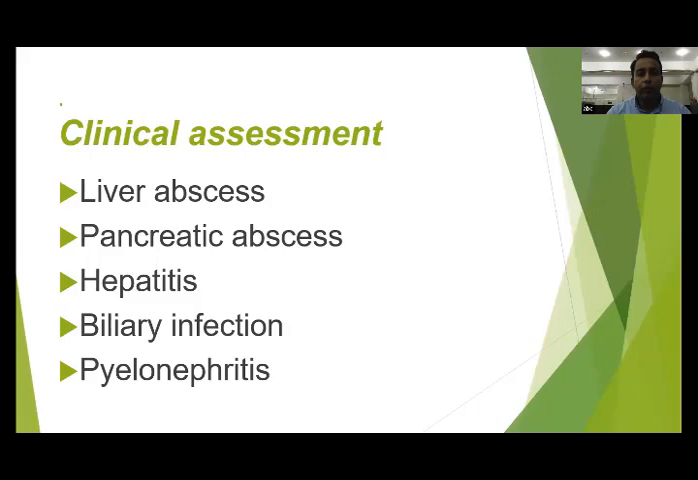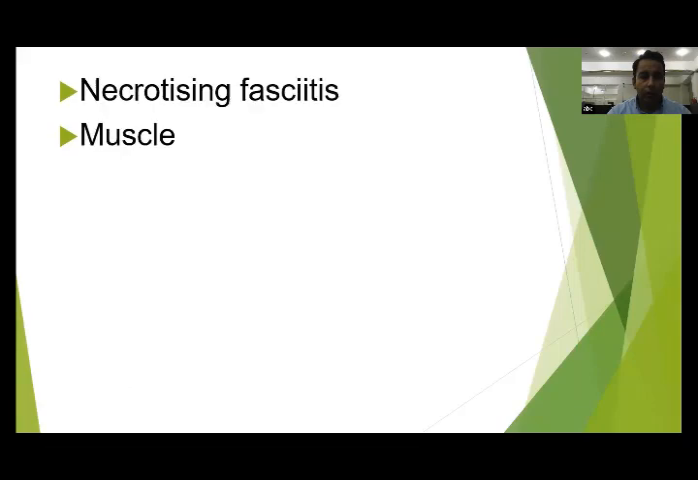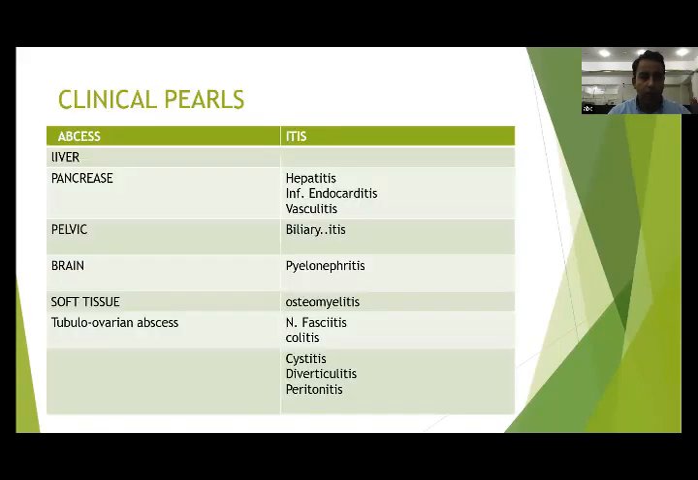This is important. First, we are going to see the important causes of infections. Number one is liver abscess, pancreatic abscess, hepatitis, and biliary infections. Others are pyelonephritis. I have concised this in a table. Let me show you. I classify this into two lists. First is abscesses, and second is itis.